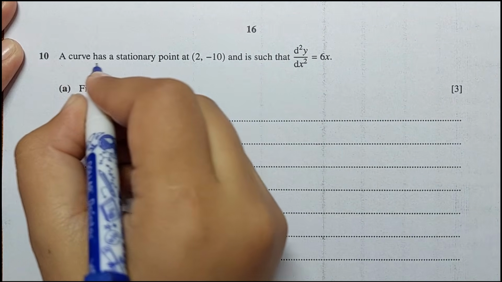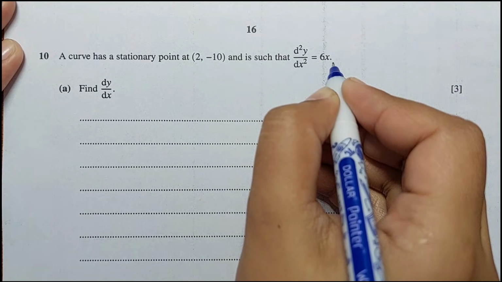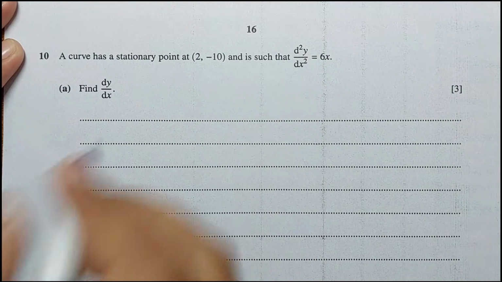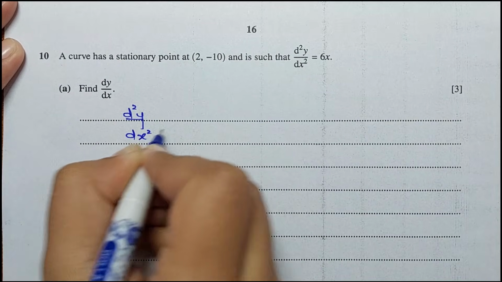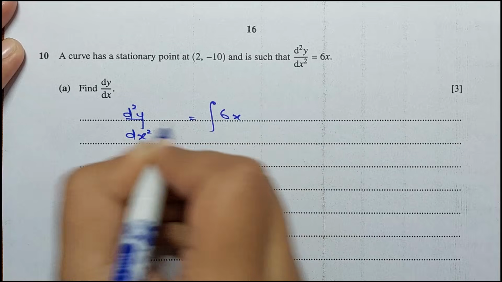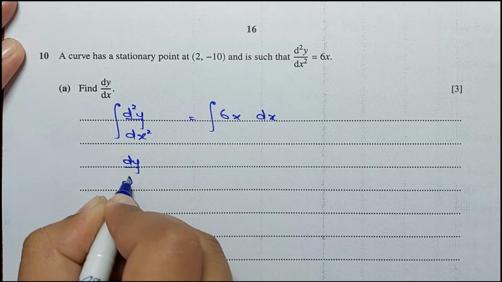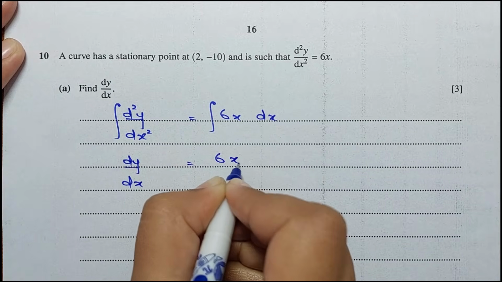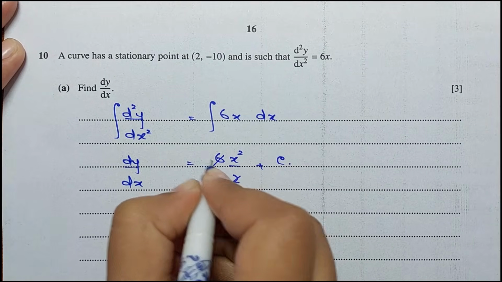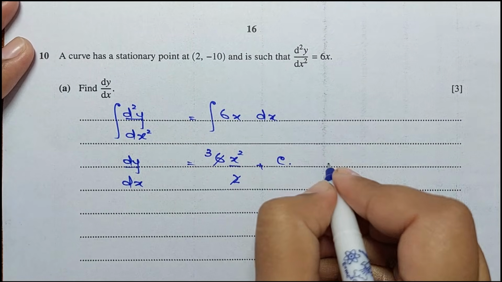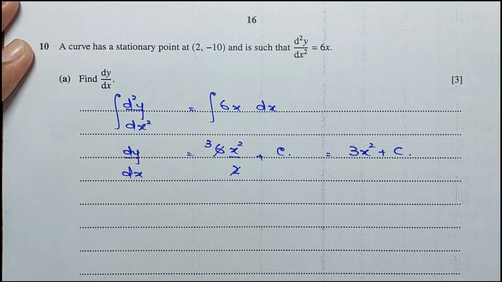Question number 10. A curve has a stationary point (2, minus 10), and it is such that its second derivative is 6x. Part A, find the first derivative. Okay. So d2y over dx squared is given, which is 6x. Integrating on both sides with respect to x reduces it to the first derivative, and the integral of 6x is 6x squared divided by 2, so 3x squared plus c, where c is the constant of integration. Use the condition that we have a stationary point.